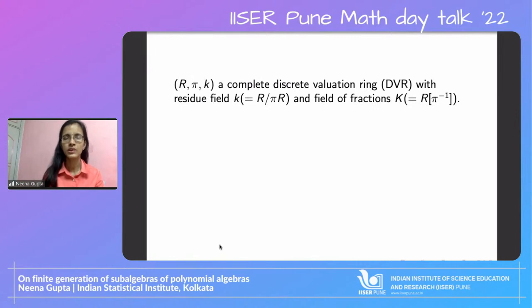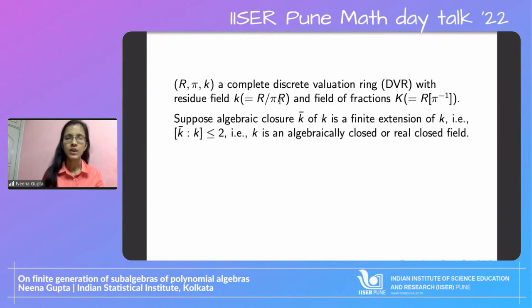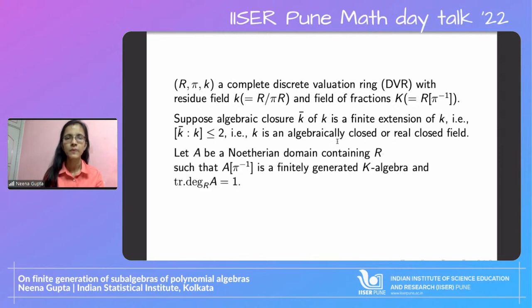Actually their results were much more general. What they proved is that if R is a complete discrete valuation ring with a regular parameter pi and the residue field k, and suppose the algebraic closure k bar of k is a finite extension of k. If you assume that, then if you know a little bit of field theory, you would say that the degree of k bar over k must be less than or equal to 2. So these are called real closed fields. So k is either algebraically closed or a real closed field. And A is a Noetherian domain containing R such that A[pi inverse] is a finitely generated K-algebra, and the transcendence degree of A over R is 1, then A is finitely generated over R.